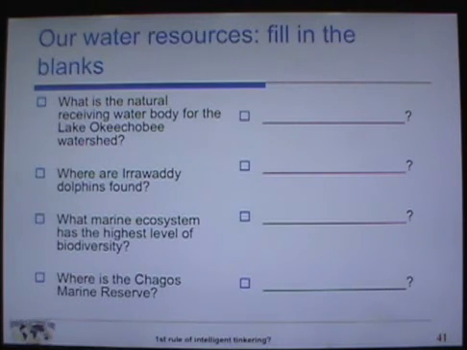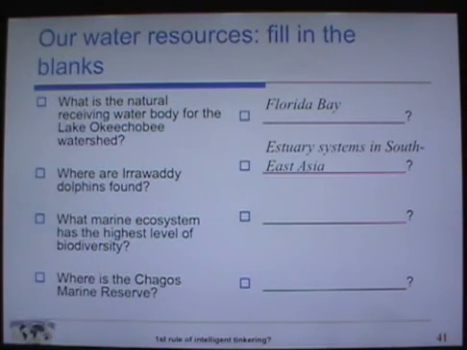So, fill in the blanks. What have we answered here? What is the natural receiving water body for the Lake Okeechobee watershed? Everybody raise your hands for Florida Bay. Irrawaddy River dolphins are found in the Irrawaddy River, but that's located in estuary systems in Southeast Asia, several of them. Not just the Irrawaddy, which is no longer called the Irrawaddy, but the Mekong and some others. Coral reefs are the marine ecosystem with the highest level of biodiversity. You already knew that answer. And where is the Chagos Marine Reserve? Now you know. It's in the Indian Ocean.